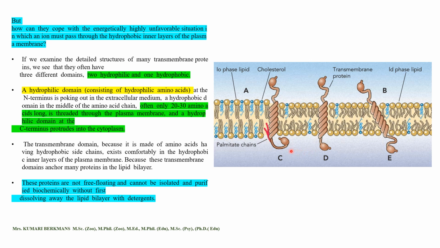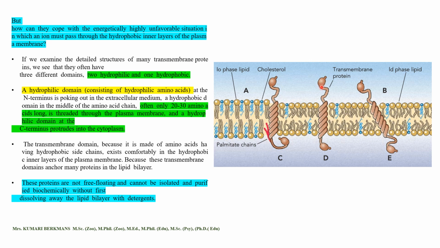We examine the detailed structure of many transmembrane proteins. What you are seeing here is a transmembrane protein, and they often have three different domains. This is one domain, this is another domain, and this is the third domain. Two are hydrophilic, and one is hydrophobic. The hydrophilic domain consists of hydrophilic amino acids, and the N terminus is poking out into the extracellular medium.